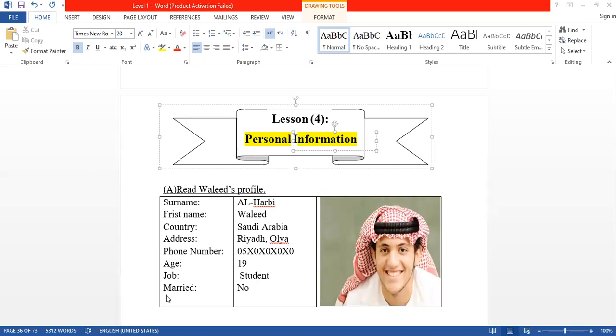Married or single? Single. He is married? No. He is single. Okay. This is Waleed's profile. So, surname, Harbi. First name, Waleed. Country, Saudi Arabia. Address, Riyad Ulaya. Phone number, 05X0X, etc. Age, 19. Job, student. And personal status, married or unmarried or single, he is married or he is single. So here we wrote no.